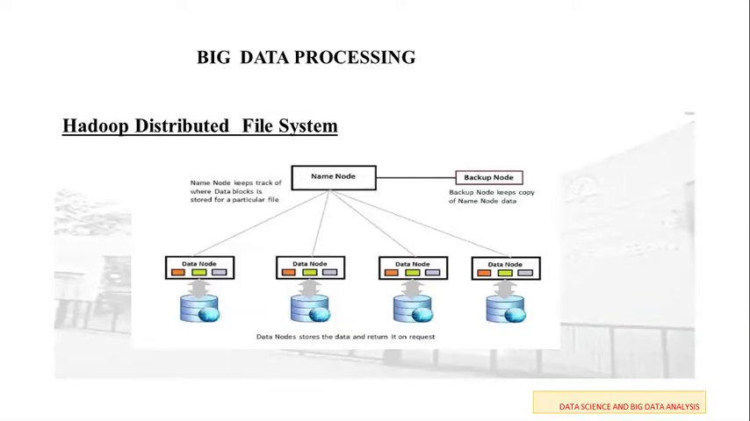The HDFS namespace is a hierarchy of files and directories. Inodes are used to represent files and directories. Inodes record attributes such as permissions, modification and access time, etc. The file content is split into large blocks, and each block of a file is independently replicated at multiple data nodes. The tree structure of the namespace is maintained by the name node. It maps the blocks to data nodes.